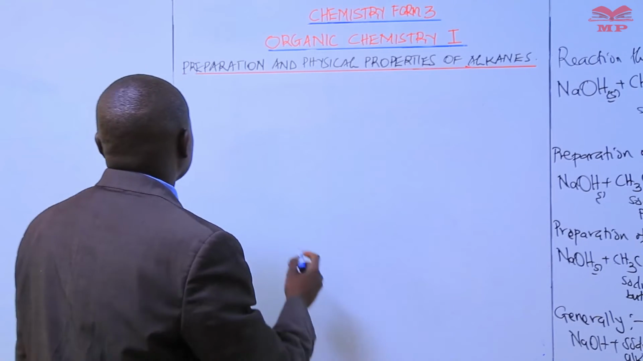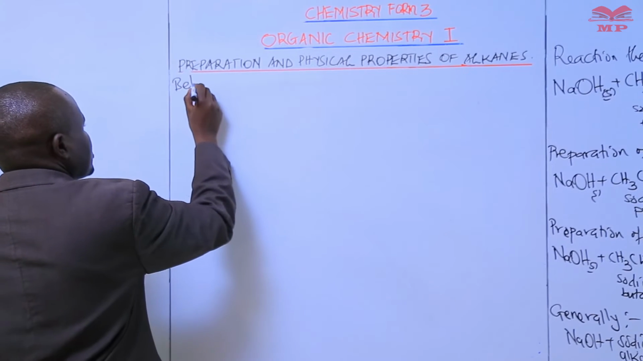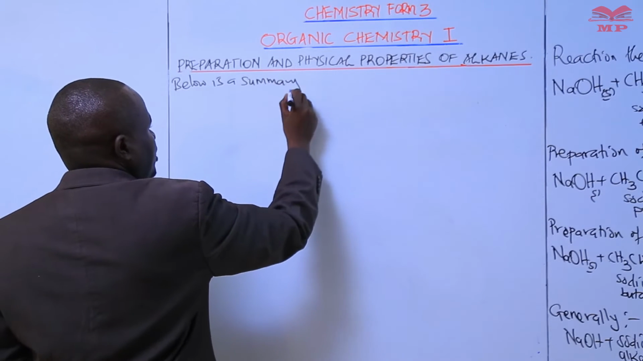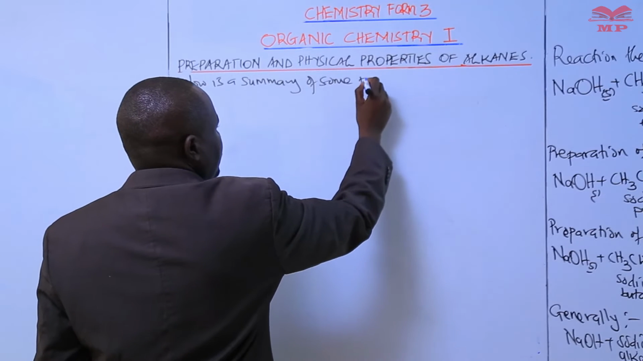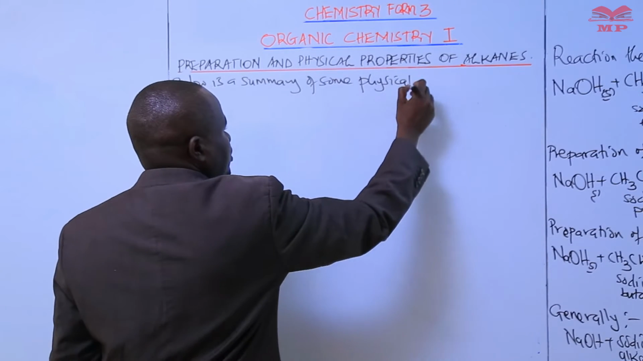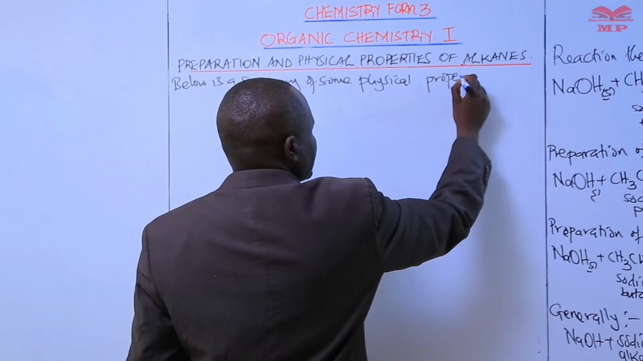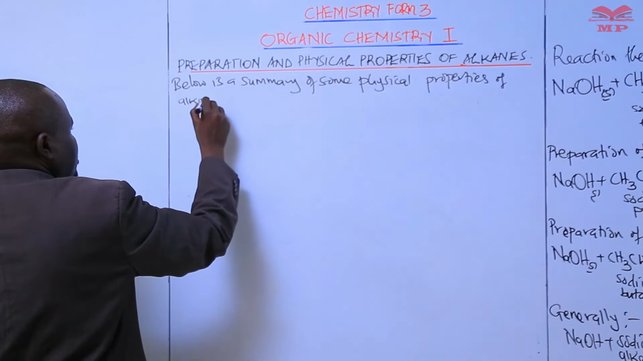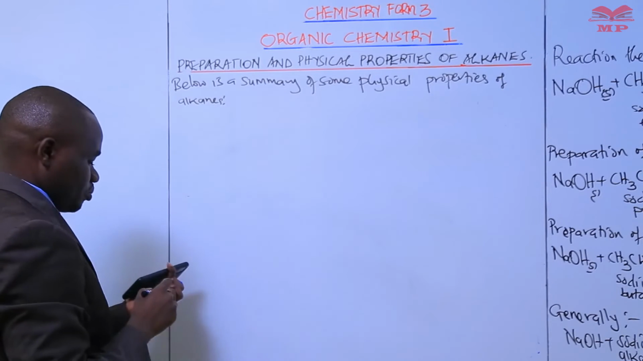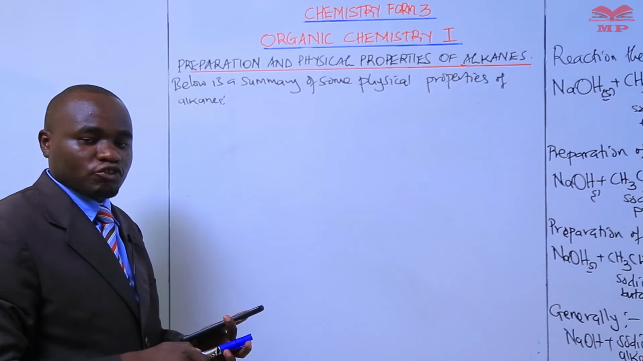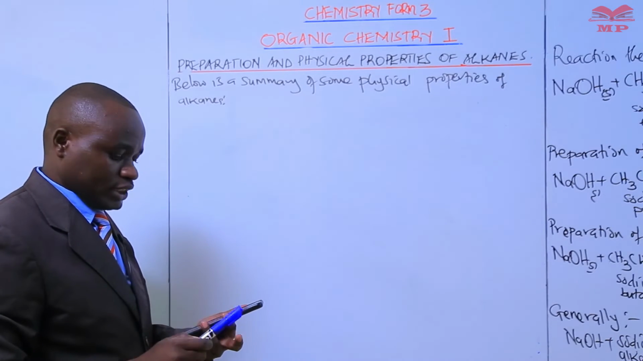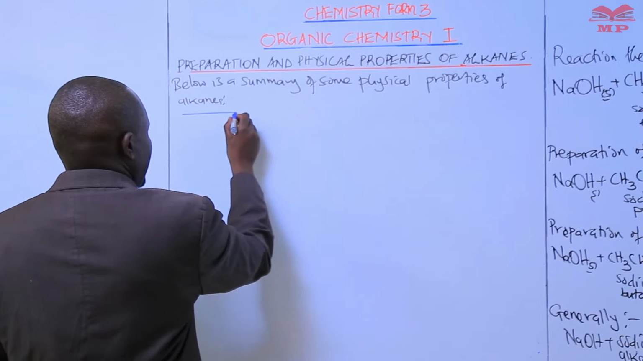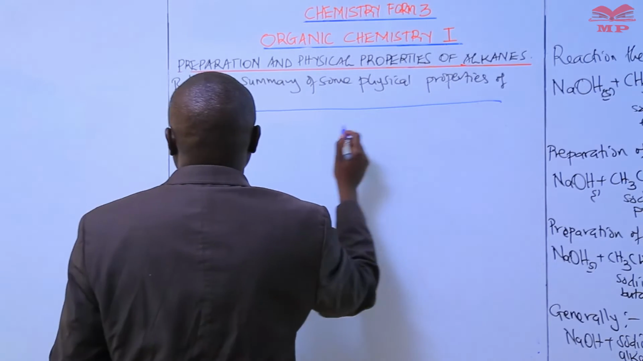So below is a summary of some physical properties of alkanes. The summary is in the form of a table. So we shall look at the table and then we discuss those properties as we move on.